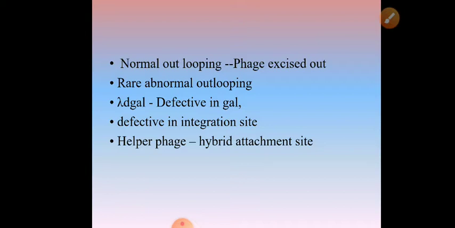So in normal looping out, the phage is excised out. If there is rare or abnormal looping out, lambda dgal, that is lambda phages defective in the galactose gene, are produced.